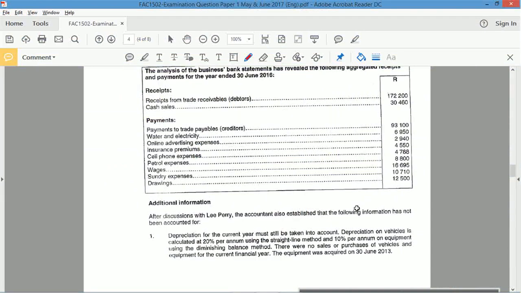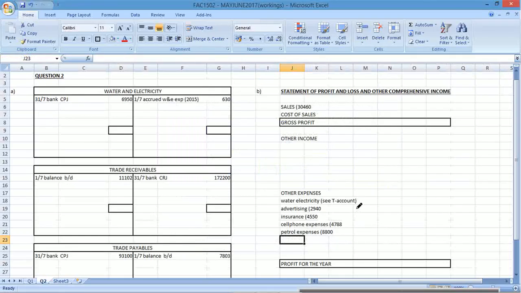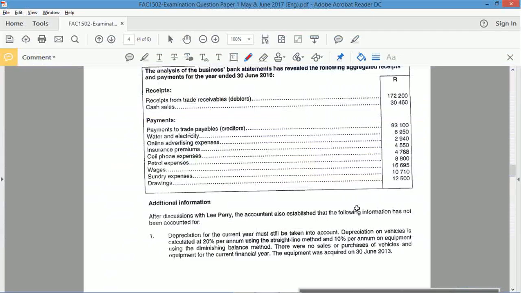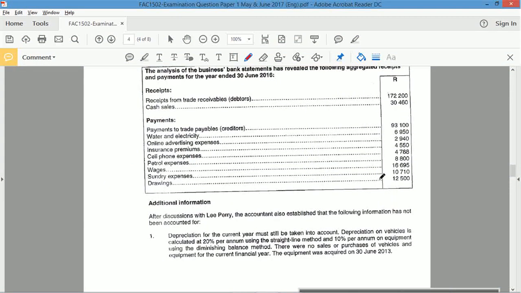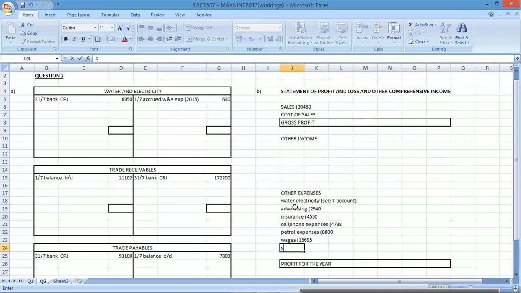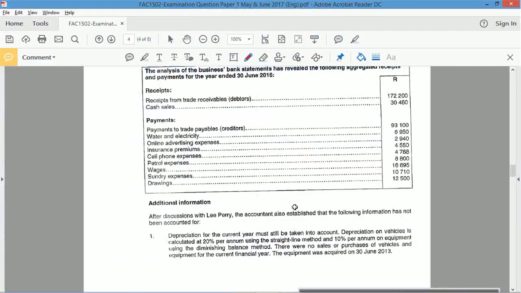Yes. What's next? Wages. Do we need it? Yes. Of course we do. How much? 16695. Is that right? Yes. 16695. Okay, sundry expenses. 10710. And then drawings. What is drawings?